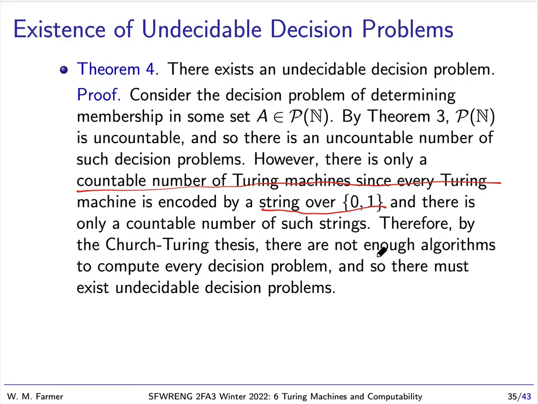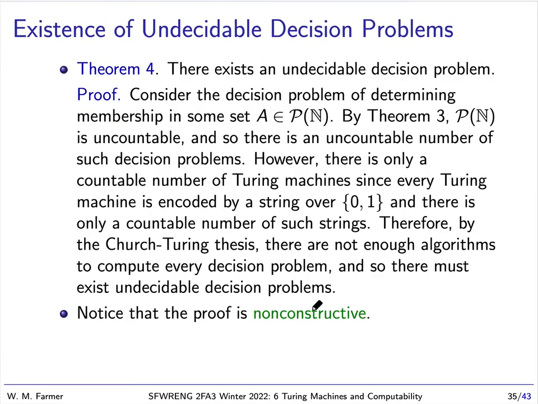So to repeat, there's not enough algorithms to compute every decision problem. There's a countable number of algorithms, but an uncountable number of decision problems. So there must exist undecidable decision problems, problems that cannot be computed by an algorithm, problems for which there is no algorithm to compute them. And the thing to notice about this proof is that it's non-constructive. It shows there must exist an undecidable decision problem, but it doesn't give us an example of one.